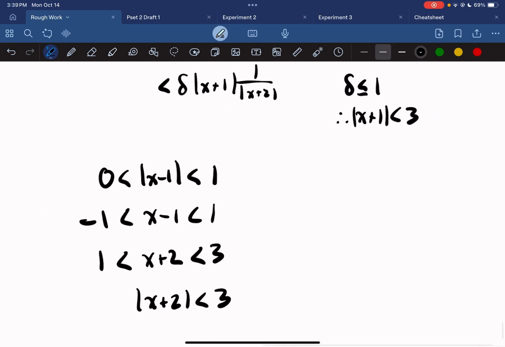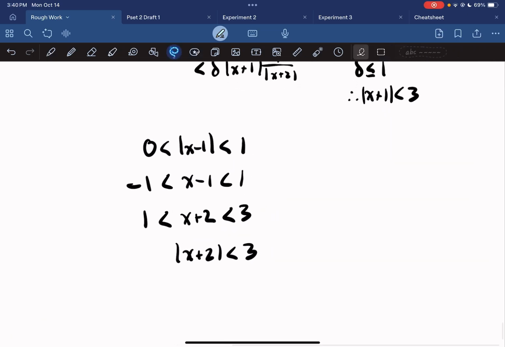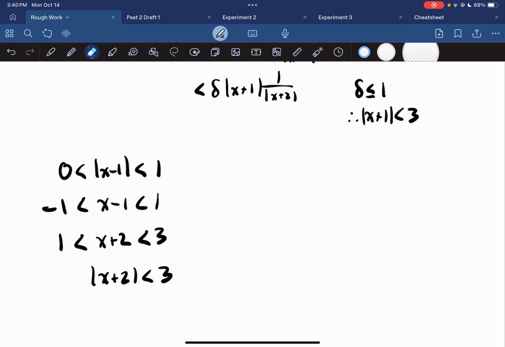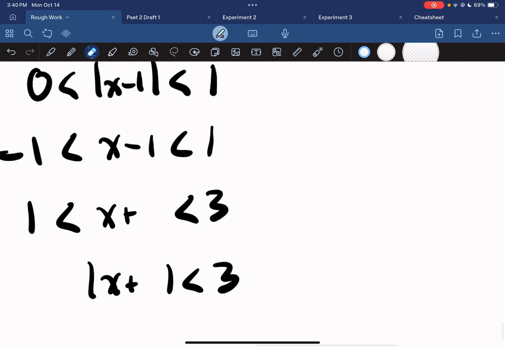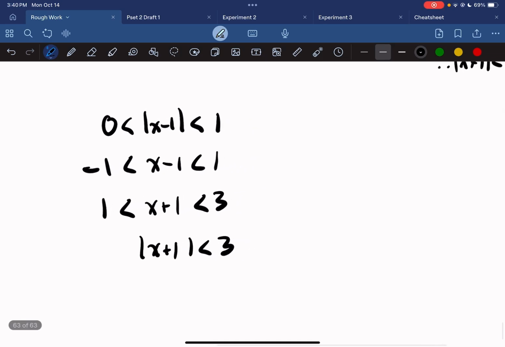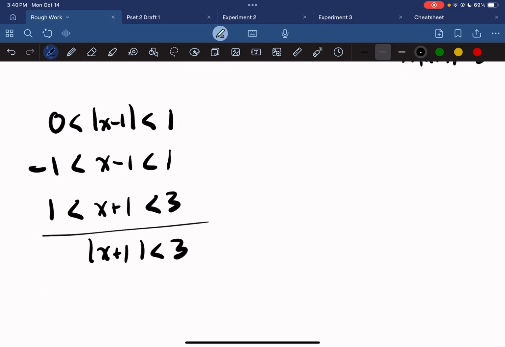And now let's do the same thing for 1 over x plus 2. Sorry, I just realized this is not supposed to be plus 1. This is supposed to be plus 2. Now I'm going to do x plus 2. So let's skip this step and take this statement over here, and let's add 1 to every side. 2 is less than x plus 2, which is less than 4.